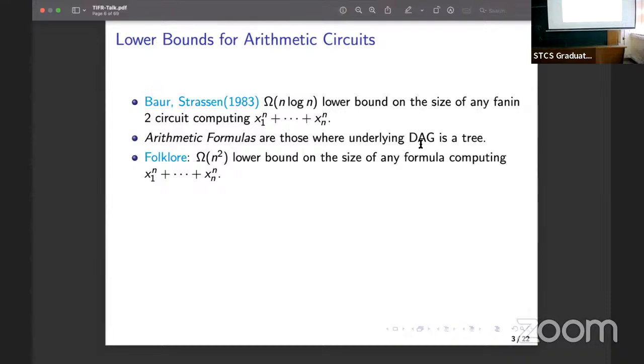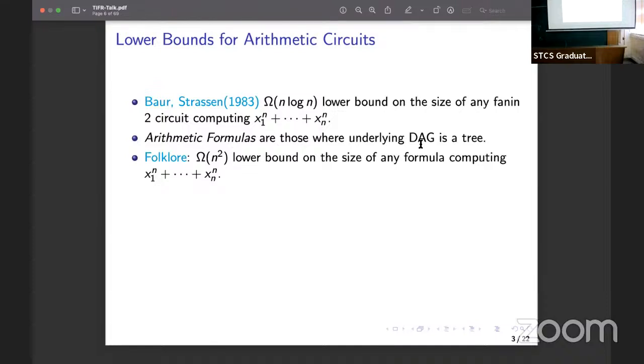Okay, so we haven't made much progress on this question, probably because we are allowing repeated squaring, which is a lot of power. So maybe if we forbid that power, can we get better lower bounds? If you restrict the underlying graph to be a tree, can it give better lower bounds? That's the question. If you forbid repeated squaring, then what happens? It's easy to see that where the underlying graph is a tree, such circuits are called formulas. And any formula computing this polynomial must have size omega of n squared.